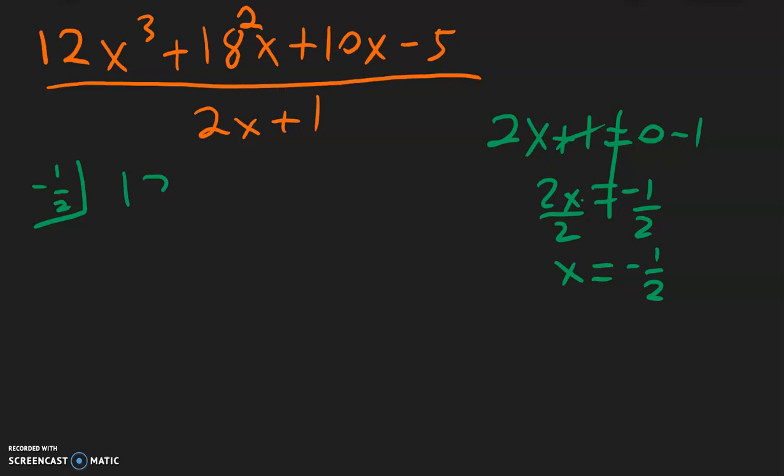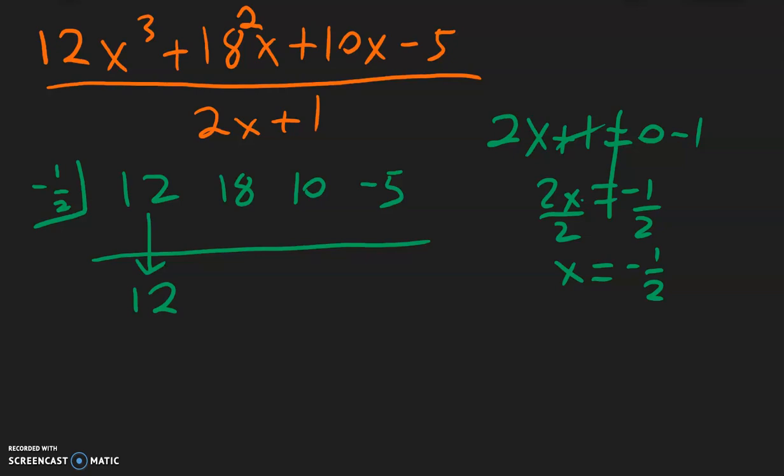So we have a 12 for the x cubed, we have an 18 for the x squared, we have a 10 for the x, and for the number by itself, the constant, that's a negative 5. And now we can begin the process. So drop down the 12. So positive 12 times a negative 1/2, that's a positive times negative, it's going to be a negative. So now you can do 12 times the top. So 12 times 1 is 12, divided by the bottom. 12 divided by 2 is going to be 6.